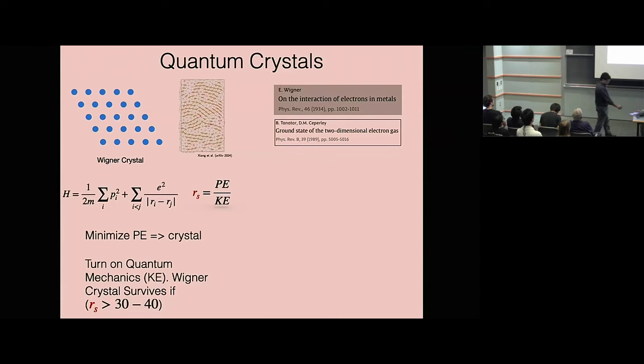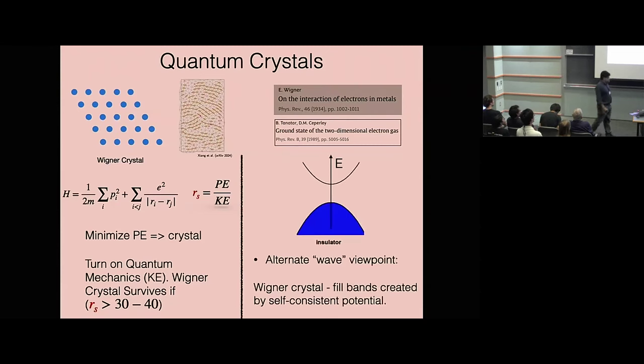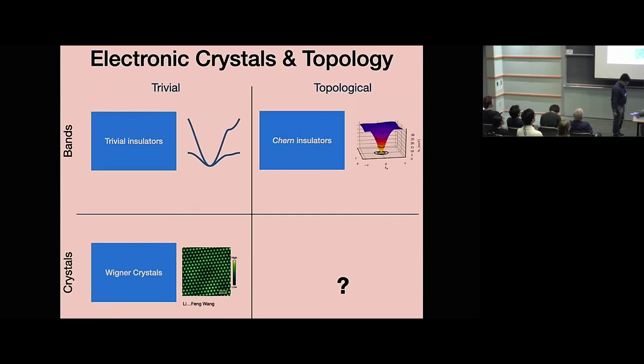Okay, there's a different way of thinking about this, which for my purposes is much more appropriate. If you like, this is a wave picture of the Wigner crystal, where you think of filling bands that are self-consistently created by the potential itself. In this point of view, you get bands, but of course the density at which you get a fully filled band can simply change if you change the density of electrons. So it's a self-consistent potential. You get a band structure that ends up giving you the insulator.